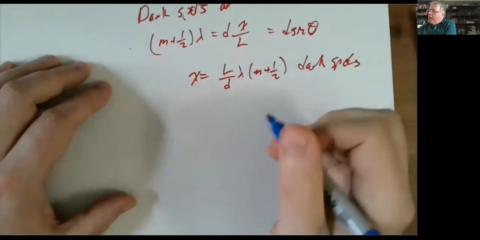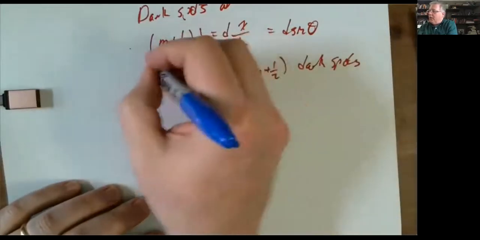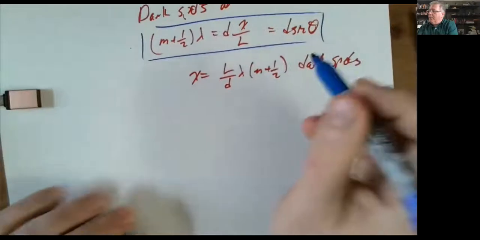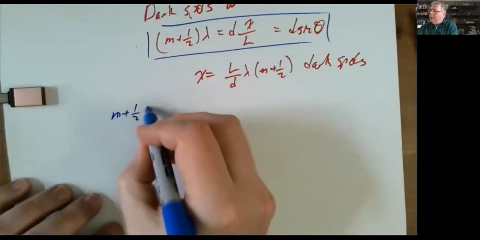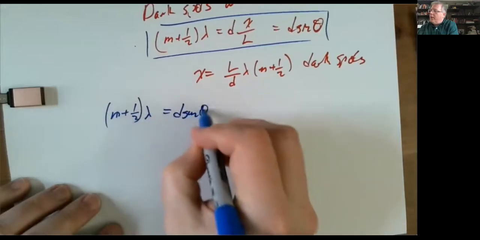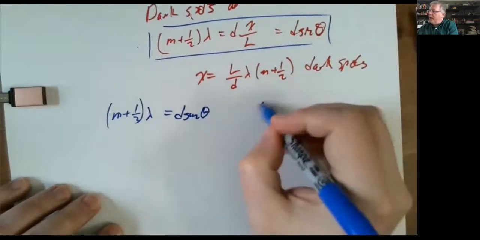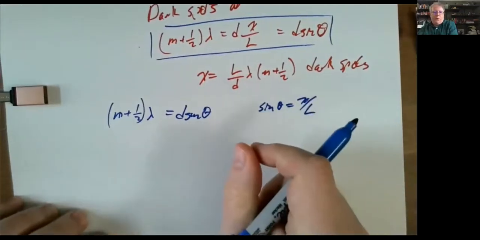What equation would I use? I'll often just write it as m plus 1/2 lambda equals d sine theta. That's usually the one I do. And then this X over L is usually something you do when you're doing the measurement.